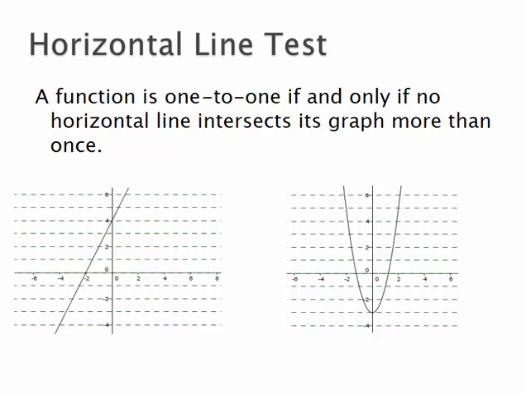So the first picture there, we have a linear function which is one-to-one. All of my horizontal lines hit exactly once. I would say it passes the horizontal line test. It is a one-to-one function.